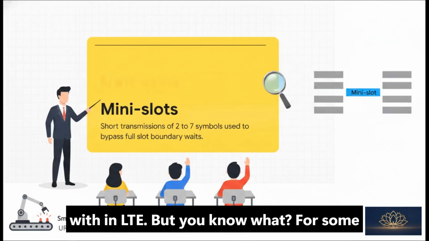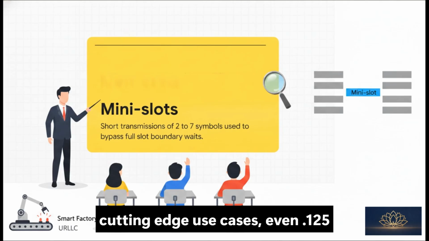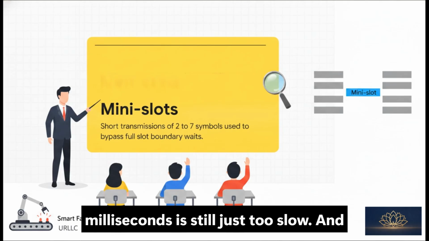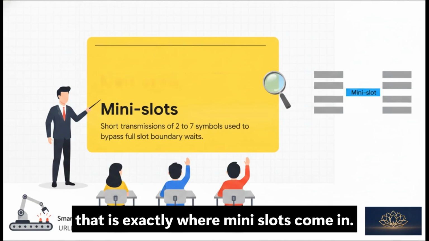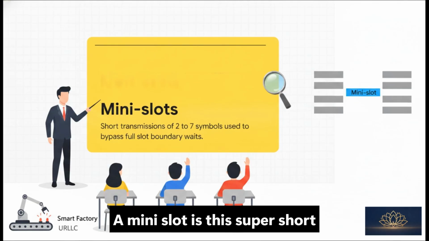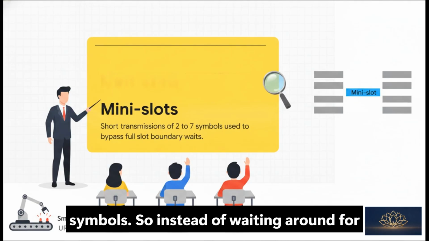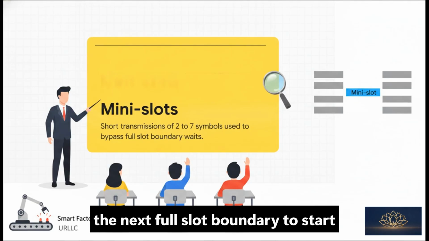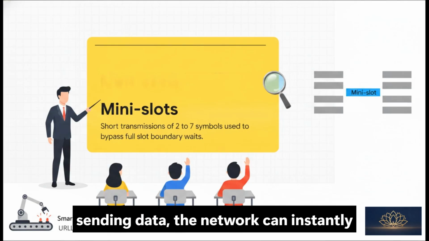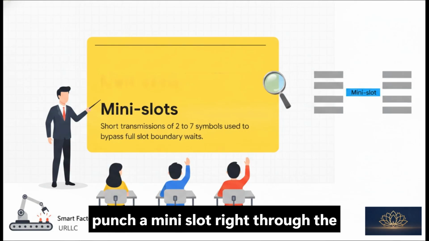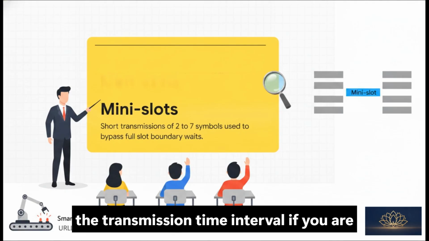But you know what? For some cutting-edge use cases, even 0.125 milliseconds is still just too slow. And that is exactly where mini slots come in. A mini slot is a super short transmission made up of just 2 to 7 symbols. So instead of waiting around for the next full slot boundary to start sending data, the network can instantly punch a mini slot right through the active frame. This drastically slashes the transmission time interval.